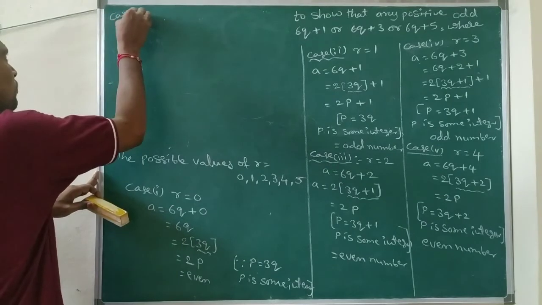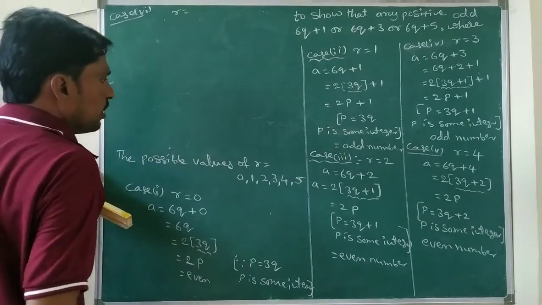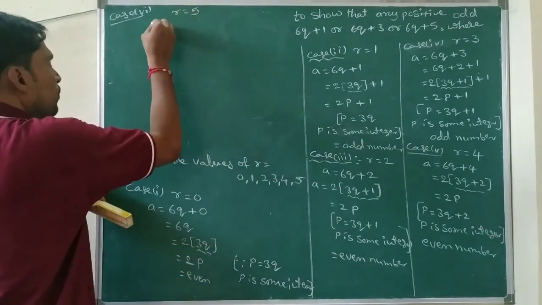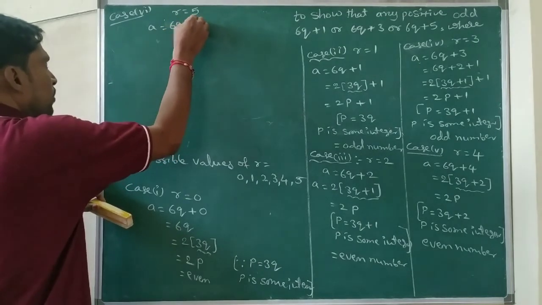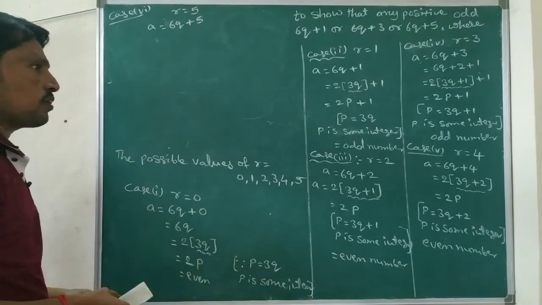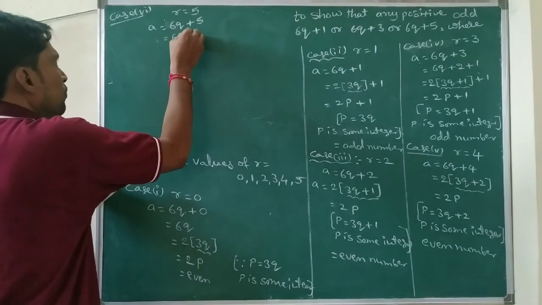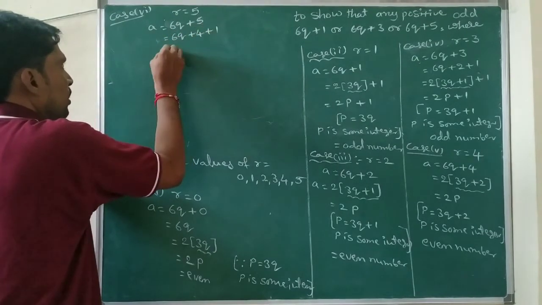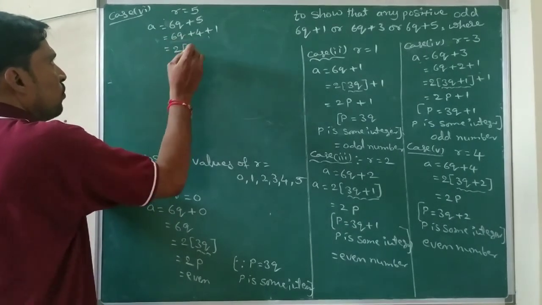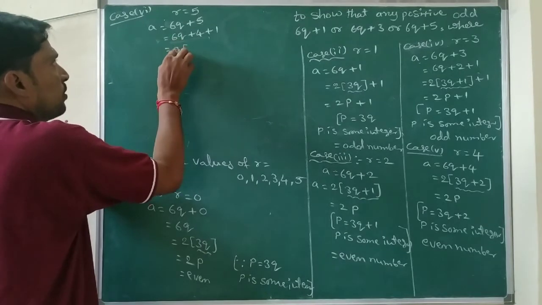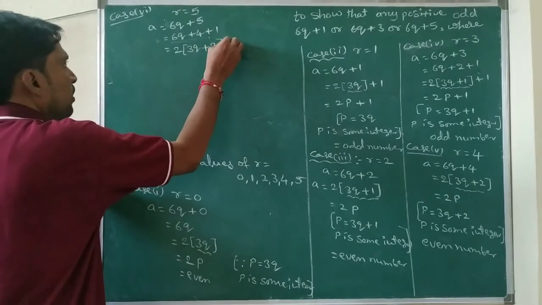Case number 6, that is the r value, the last value is 5. r value 5 means a equals 6q plus 5. How do we have to take this? We can write it as 6q plus 4 plus 1. Here we can take 2 as common. 2 I took common, so 3 2s are 6, q as it is, 2 2s are 4, plus 1.